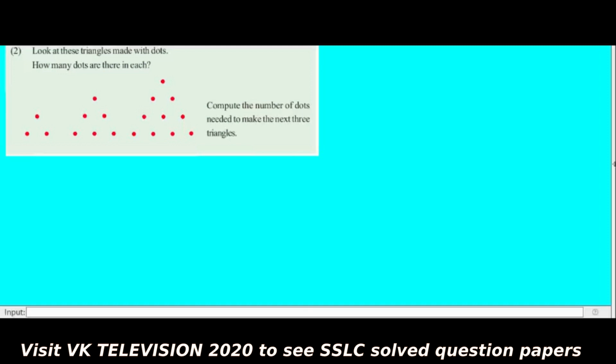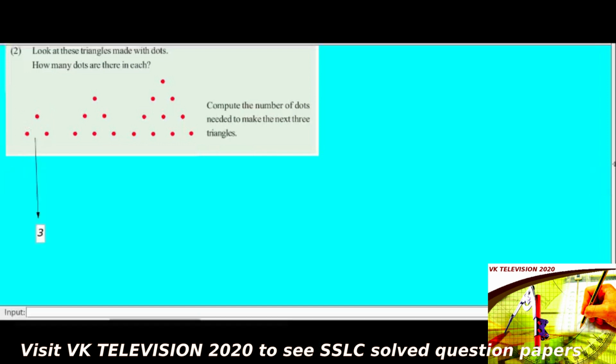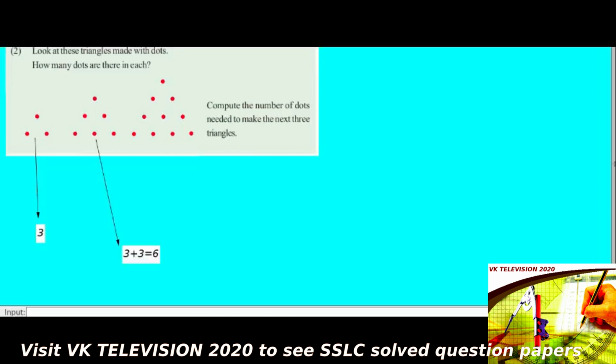Look at these triangles made with the dots. How many dots are there in each? Compute the number of dots needed to make the next 3 triangles. Okay, here we have, how many dots in the first figure? It is equal to 3. Then the number of dots in the second figure is equal to 3 plus 3, which is equal to 6.